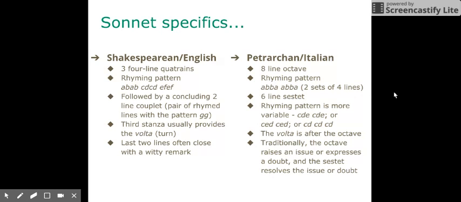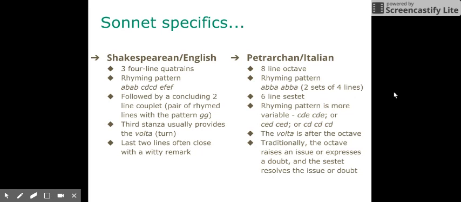But anyway, the Shakespearean sonnet, again, is a 14-line poem. There are three 4-line quatrains with a specific rhyming pattern that you see listed here, followed by a concluding 2-line couplet that also rhymes. The third stanza usually provides the turn or the volta, and those last two lines, that couplet, usually close with a witty remark.